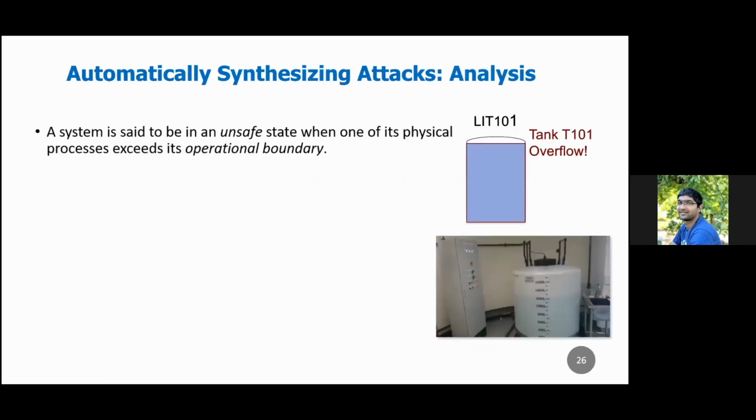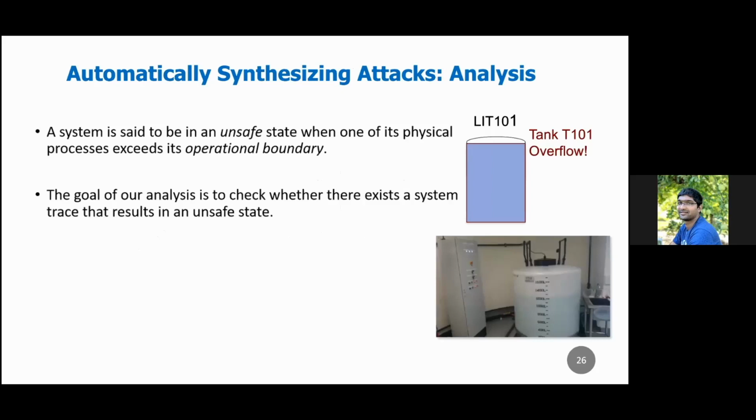So we automatically synthesize these attacks using formal approaches. A system is said to be in an unsafe state whenever it moves from a safe state to an unsafe state. So the goal of our analysis is to check whether there exists a system trace that results in an unsafe state. Here the system trace means the different actions an attacker can perform in order to reach the goal. Sometimes it's one, or sometimes there are multiple actions the attacker needs to perform. So the model can generate multiple steps for an attacker.